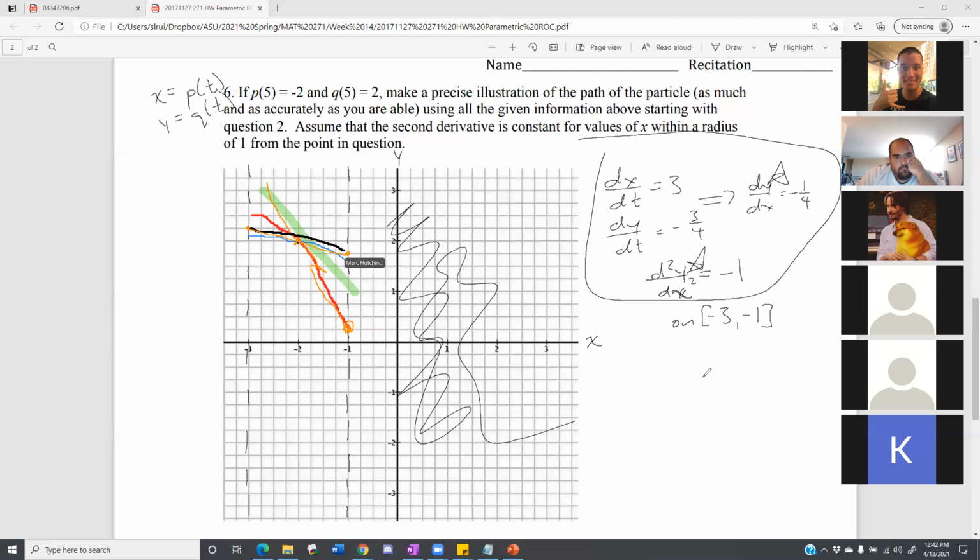Okay, I graphed 2 possibilities. Yeah, I've seen a lot of different attempts. That's good.